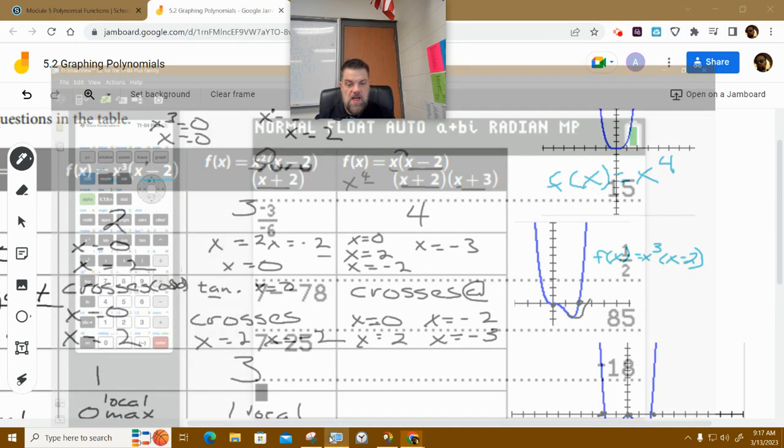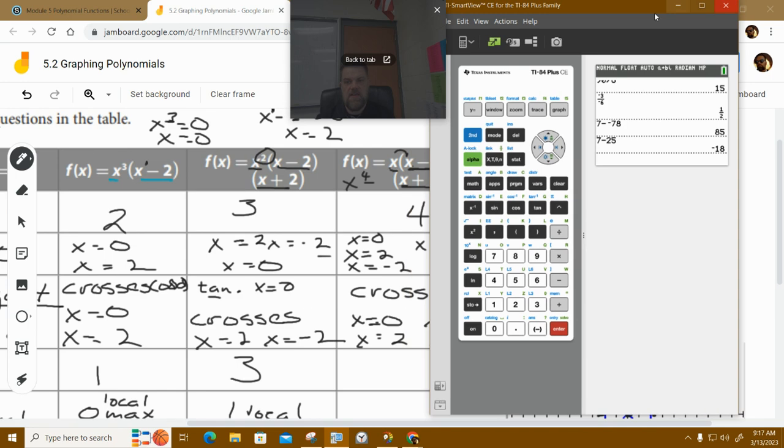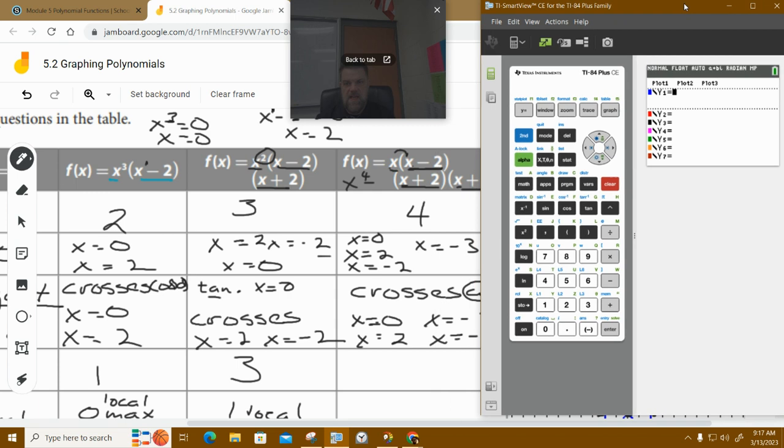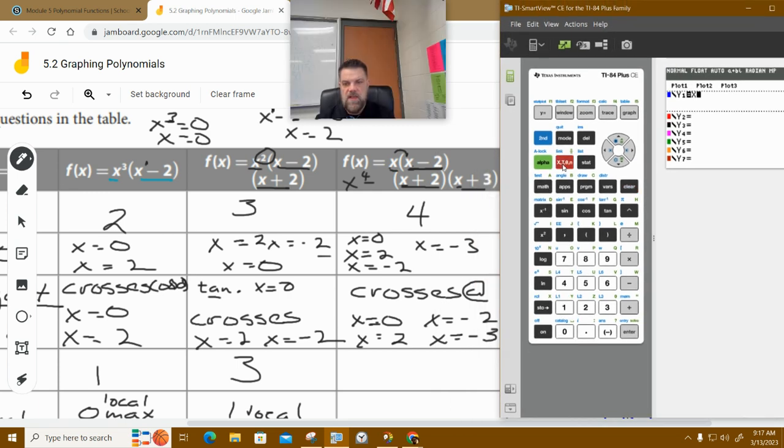So I'll graph it in the graphing calculator, and then I will zoom in big. So I'm going to have x, and you just plug it in exactly how you see it. X times the quantity x minus 2 times the quantity x plus 2 times the quantity x plus 3. And then we're just going to do a zoom standard, see if that fits. There it is. Actually, it doesn't quite fit.